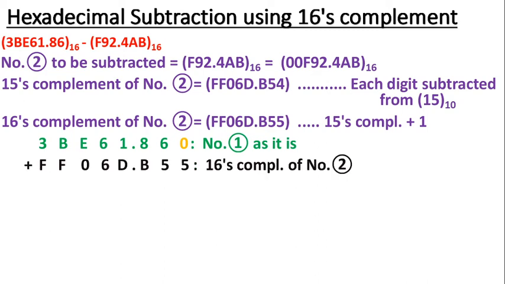So here is the 16's complement of number 2, written in a proper way at the proper position so that the addition can be simplified. And then we carry out their addition. We are already familiar with hexadecimal addition. Just below this you need to carry out the corresponding process.